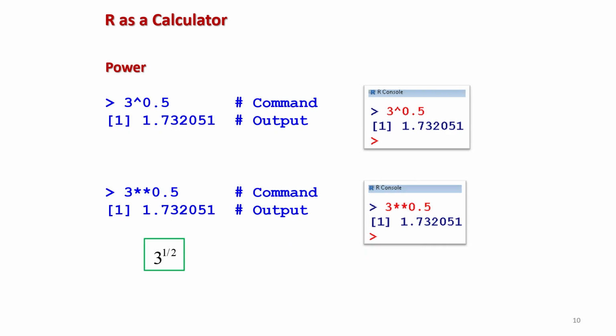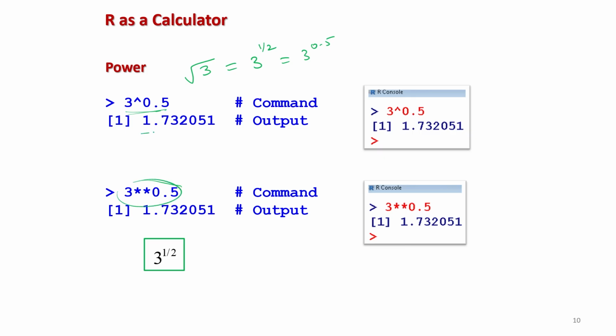Similarly, if you want to find out the square root of 3, so one option is that you can write it as 3 raised to the power of 1 upon 2. So this is equal to 3 raised to the power of 0.5. So one can write 3 raised to the power of 0.5 or 3 double star 0.5.